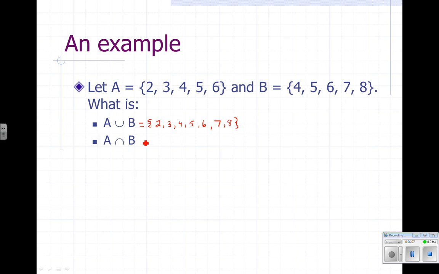Now the second one is an intersection. It's a little bit more exclusive a club. What we're looking for is, what elements do both of these sets have in common? Well, we see that set A has 2 and 3, but that's not in set B. 4, 5, and 6 are contained in set B, but 7 and 8 in set B are not contained in set A. So our intersection of the sets A and B is given by the set 4, 5, and 6. So an intersection is a much more exclusive type of set. It's what elements the two sets have in common, whereas a union includes all of the elements in both sets.